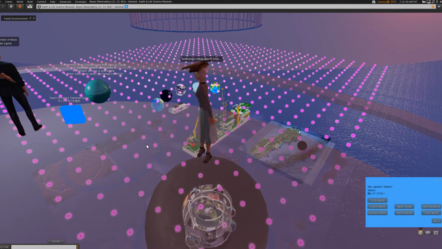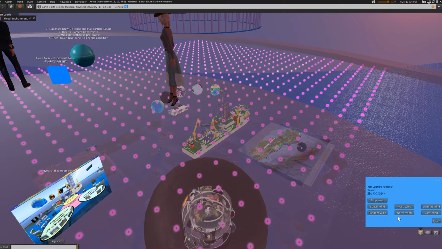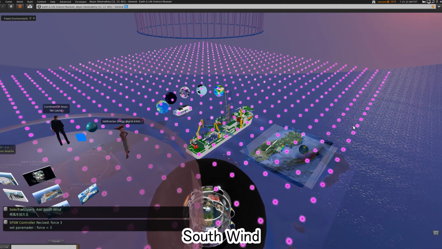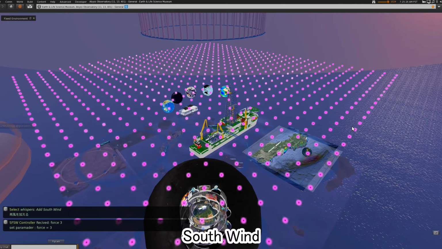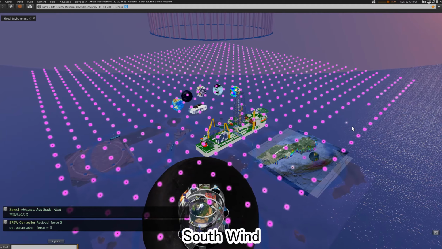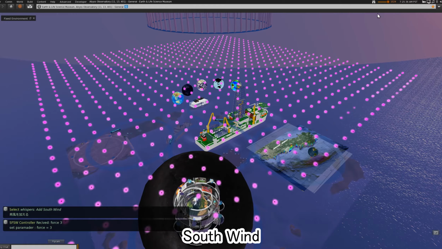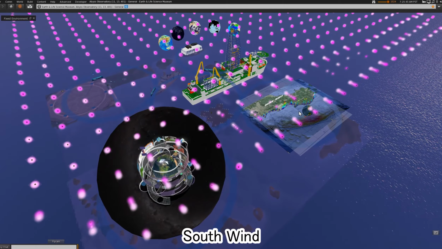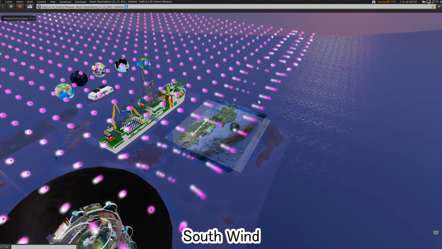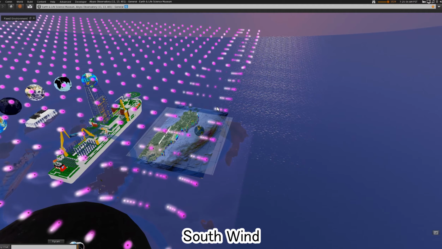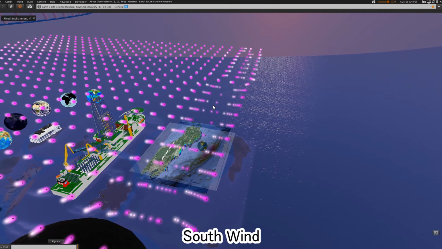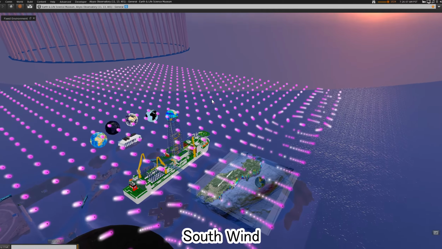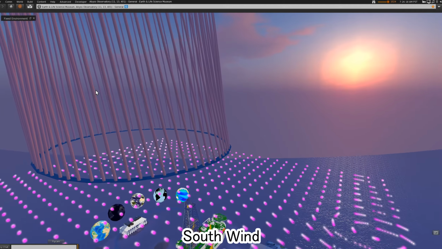Then for south wind, wait a moment. So the south wind will start to blow, and the flexible strands are inclined to the north.